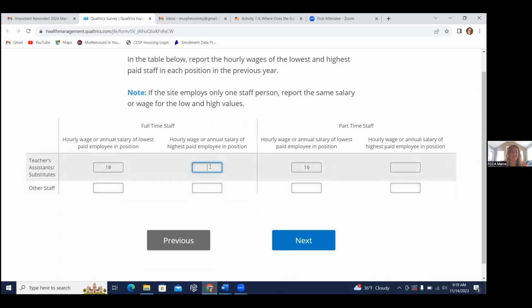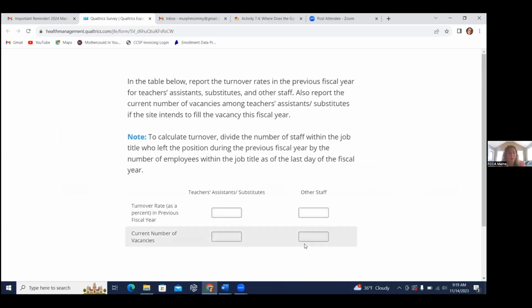Oh, do I have to write? I don't know if that's needed, we'll just do that because I think we said we had 1 and 1 in this survey. Oh, wrong. Let's do that and see if that works. Yep. Okay. Report the turnover rates.